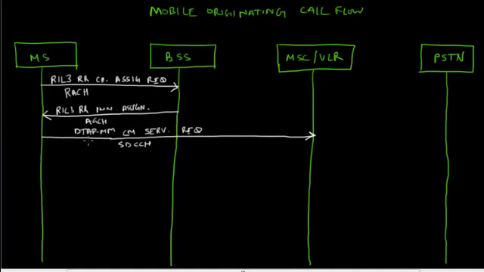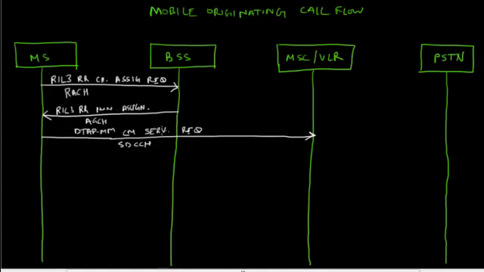DTAP is the direct transfer application part, which is another type of BSS map protocol used for direct communication between MS and MSC VLR. BSS just acts like a translucent device to forward or relay that message directly to the MSC. That's why I've drawn a complete straight line.